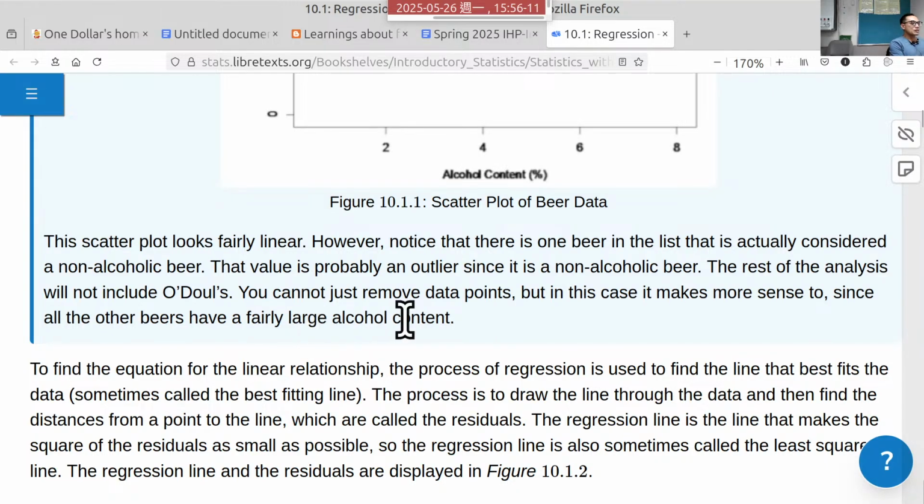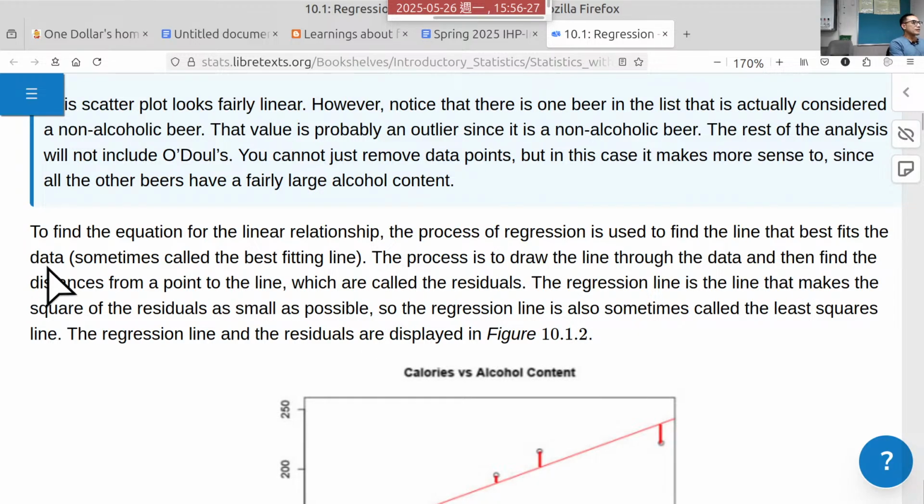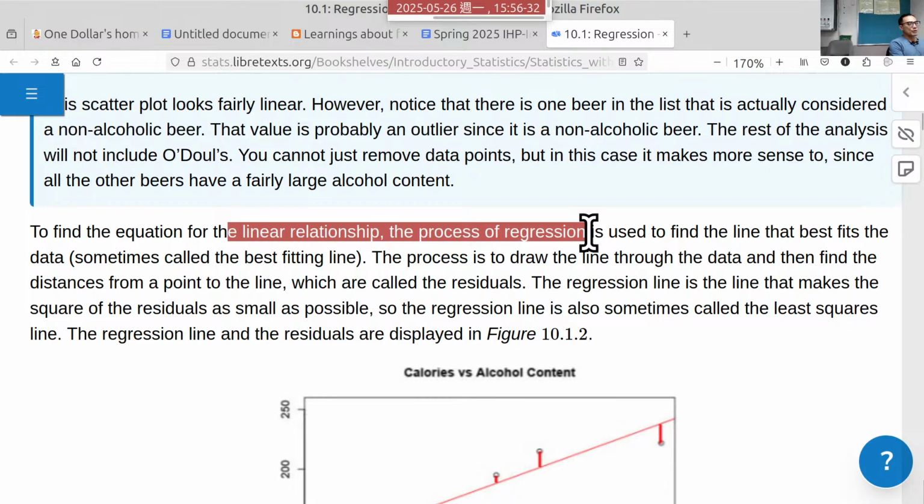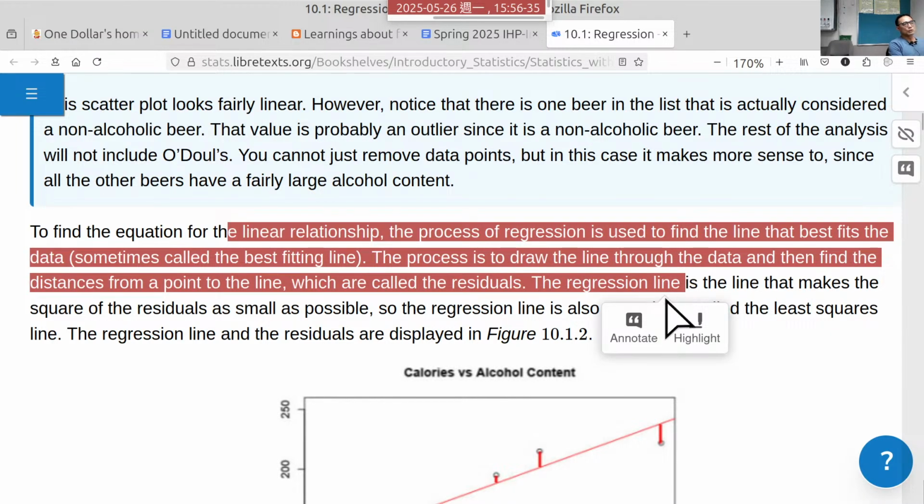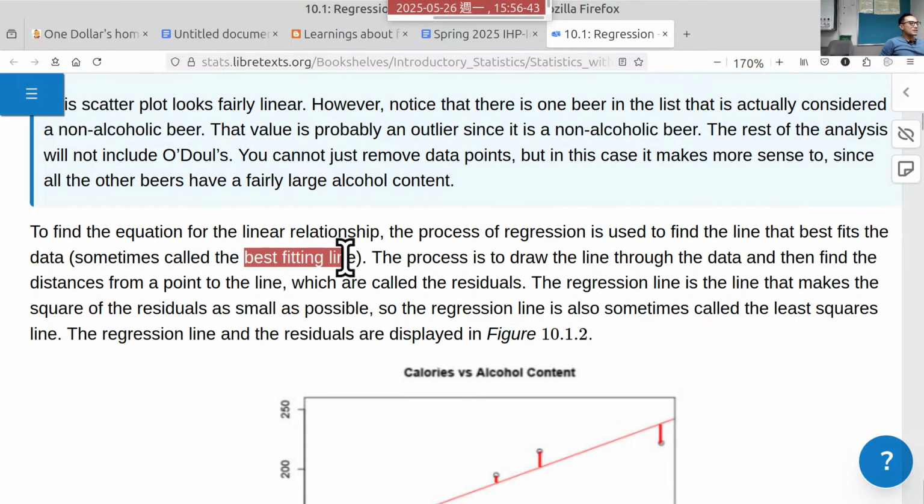You cannot just remove the data point, but in this case, it makes more sense to, since all the other beers have fairly large alcohol content. And to find the equation for the linear relationship, the process of regression is used to find the line of best fit of the data, sometimes called the best fitting line. The process is to draw the line through the data.